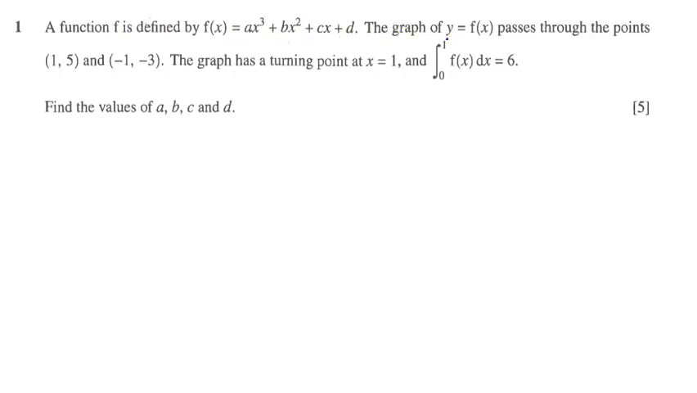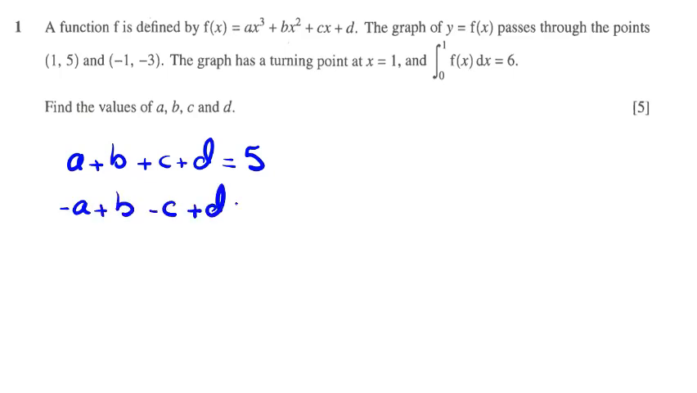A function f is defined by f of x equals ax cubed plus bx squared plus cx plus d. The graph of y equals f of x passes through the point (1, 5). It means if you replace x with 1, f of x will be 5. So the first equation we have is a plus b plus c plus d equals 5. And through (-1, -3): negative a plus b, negative c plus d equals negative 3.